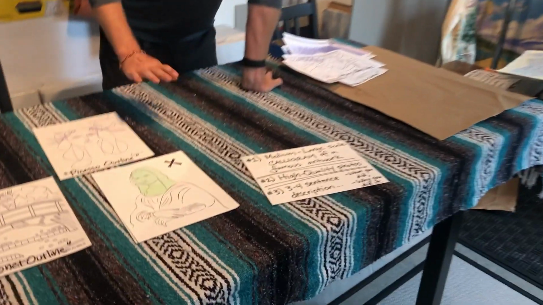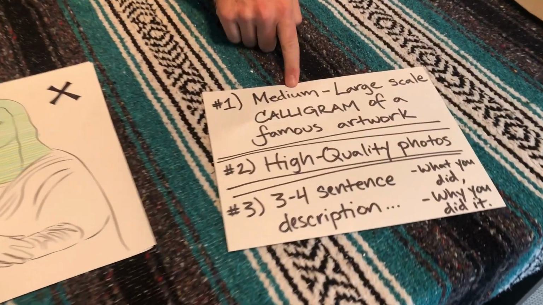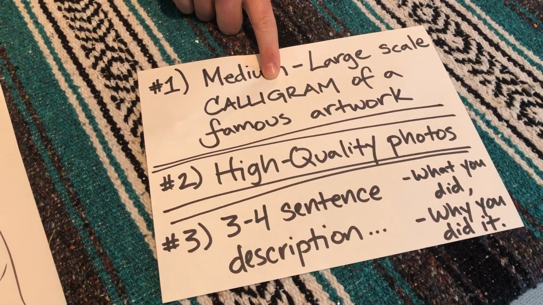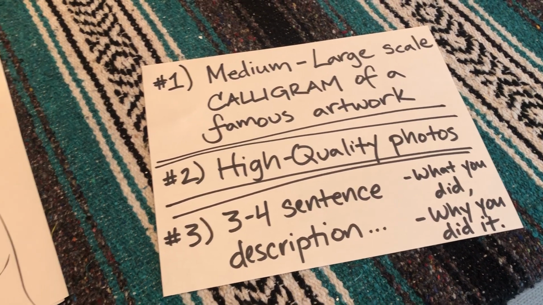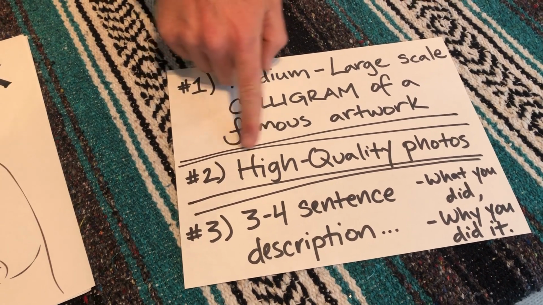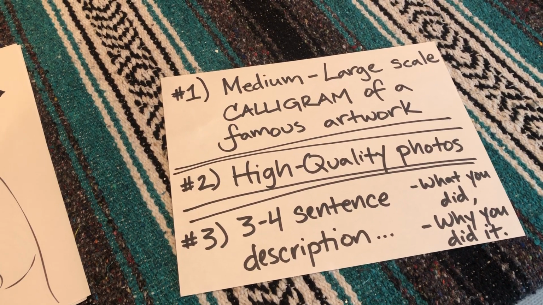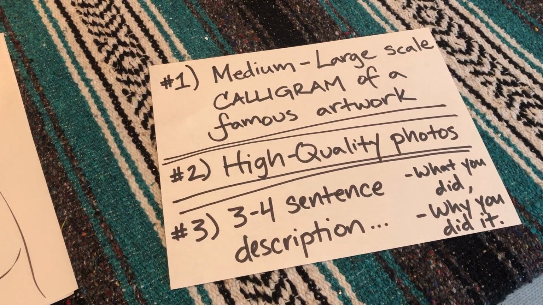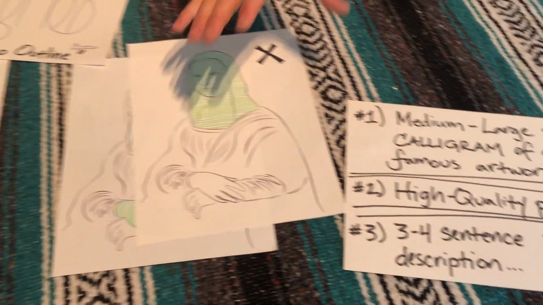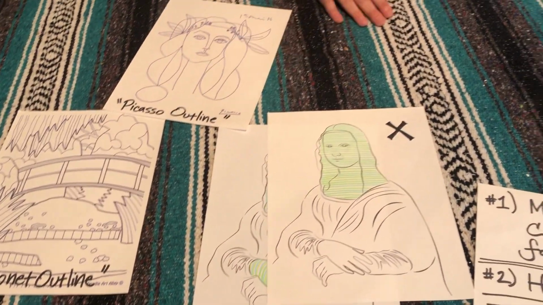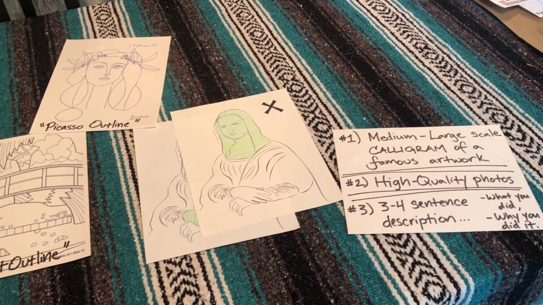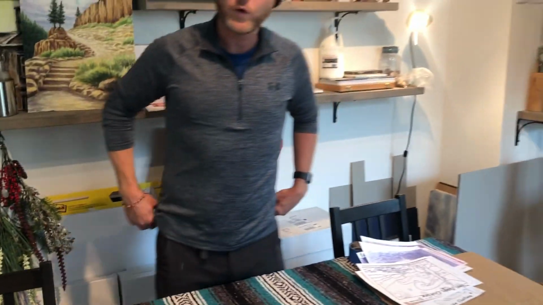Here, as always, are what I am expecting. Medium to large sized scaled calligram of a famous artwork. And I showed you some examples to get you started. High quality photos, okay? No blurry photos. 3 to 4 sentence description of what you did, what image did you do, what famous artwork did you do, and why did you choose that artwork, and what text did you choose, and why did you choose that text to include it inside your famous piece.